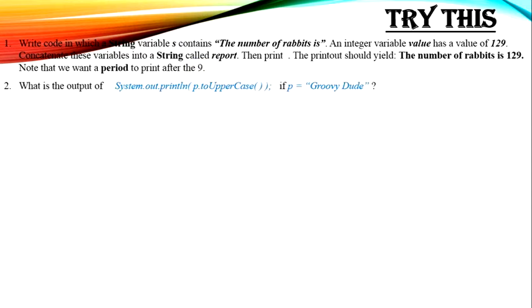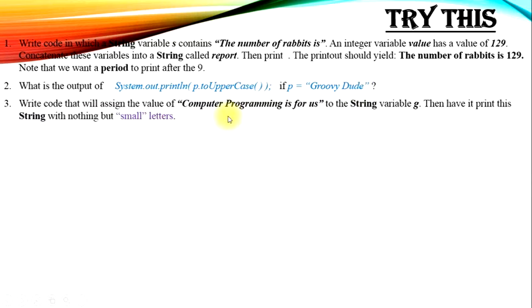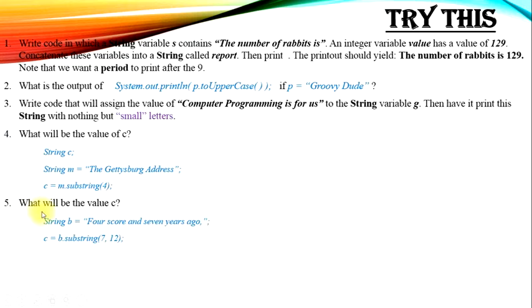That's the first question. The second question is, what is the output of system.out.println p dot to uppercase if p is this? Write code that will assign the value of this to a string, then you print it out with nothing but small letters. What will be the value of C in this following code? What will be the value of C here? What is the value of count in this code?